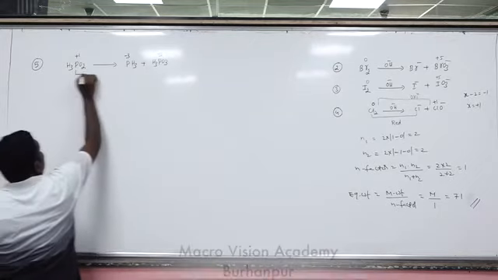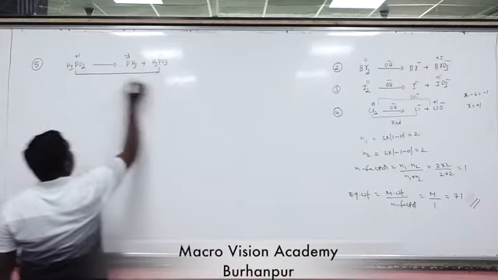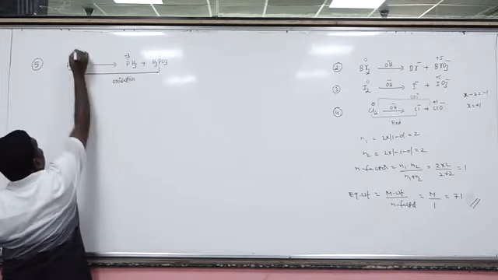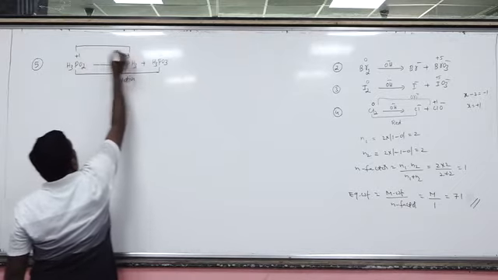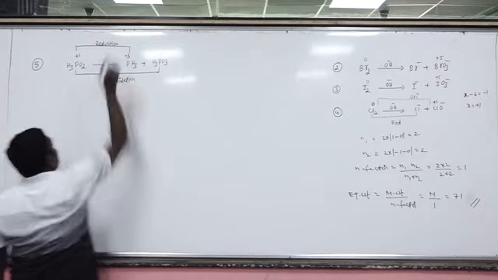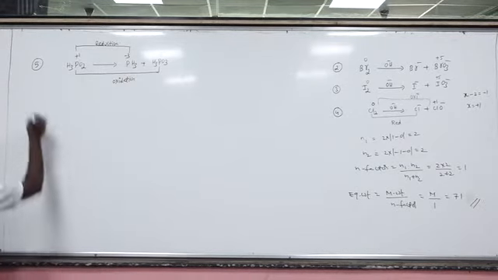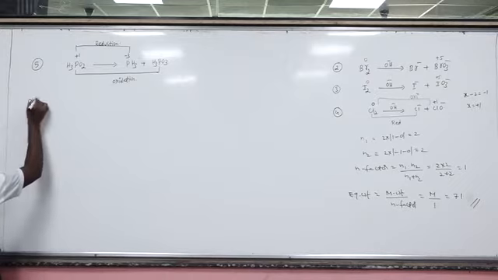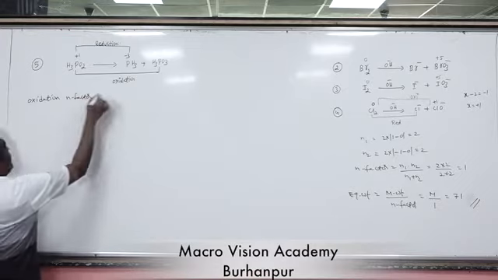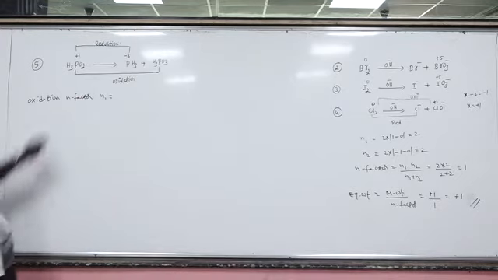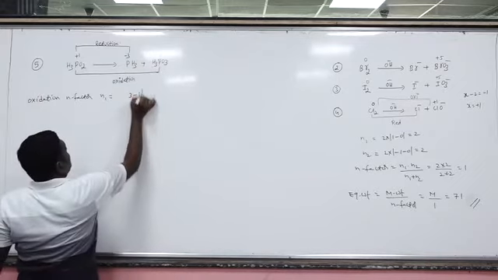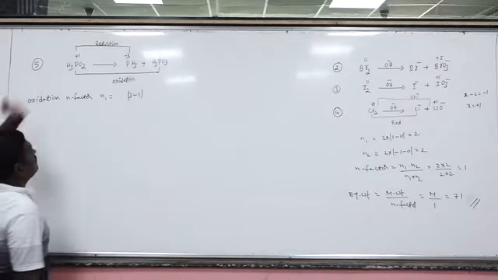Now phosphorus oxidation number increases from +1 to +3. This is called oxidation. And the same phosphorus oxidation number changes from +1 to -3, that is decreasing. So this process is reduction. Now I am calculating the oxidation N factor, that is N1. In oxidation, the change in oxidation state is +1 to +3. So what will be the change here? 2. How many phosphorus atoms are there? Only one atom.